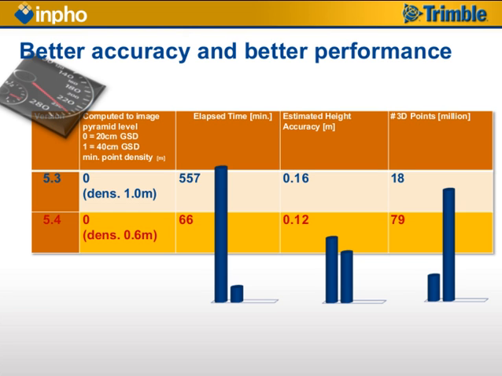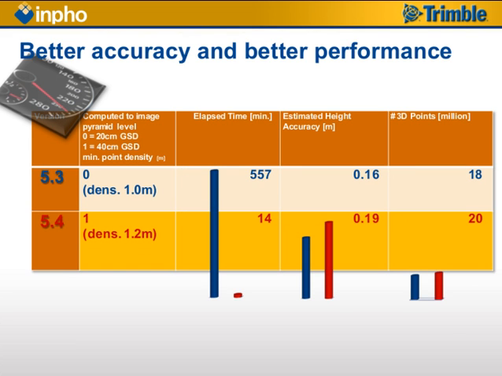And this is just one view on the performance. I could make another test, trying to extract the DSM with almost the same accuracy. What I did is run the 5.3 version down through the complete image pyramid in default, and the 5.4 version, the new version, I ran only down to the second highest resolution level.